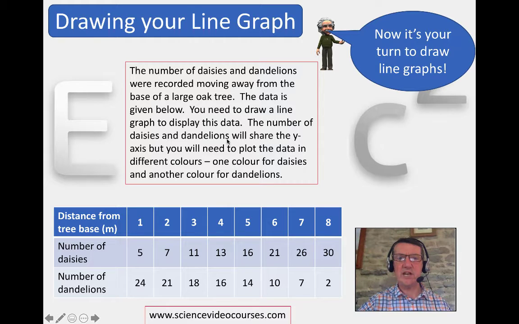The number of daisies and dandelions will share the y-axis. Remember your y-axis? So you're going up there for both daisies and dandelions. Daisies go up to 30, dandelions 24, so if you went up in 5s, 5, 10, 15, you get 30 there. They will share the y-axis, with one colour for daisies and the other colour for dandelions. You end up with two sets of points and two lines. Pretty straightforward. Have a go at it.